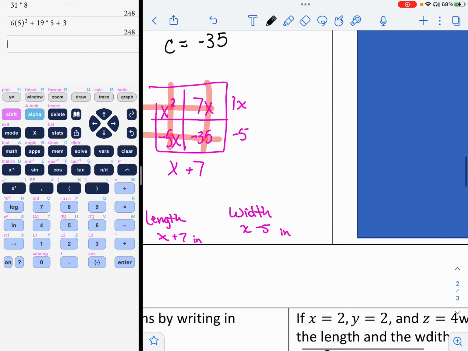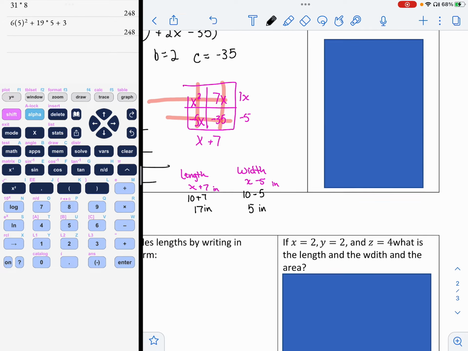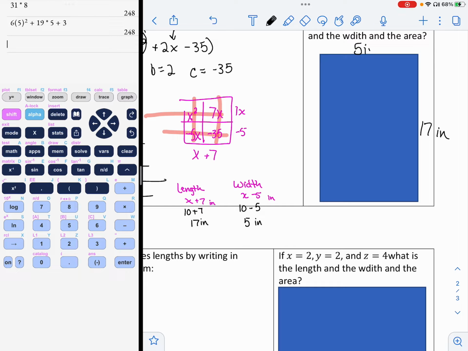All right, so here I have x plus 7. So instead I'm going to have 10 plus 7. So one side has to be 17 inches. And here I'm going to have 10 minus 5, which is 5. So the other side has to be 5 inches. Looking at my rectangle, it would make sense that this is the side that is 17 inches, and this side is 5 inches.